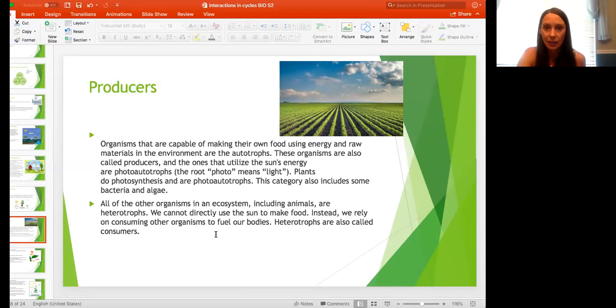So we cannot directly use the sun to make food. Instead, we rely on other organisms that we can consume to fuel our bodies. Again, heterotrophs, also called consumers. So we've got producers, which are known as autotrophs. They can automatically make their own food. Consumers, heterotrophs, are the ones that rely on those producers to consume.